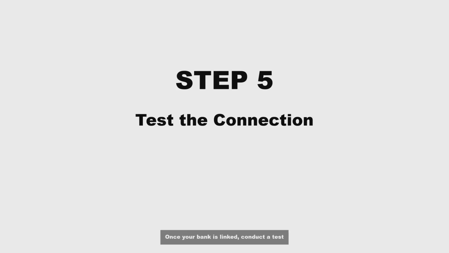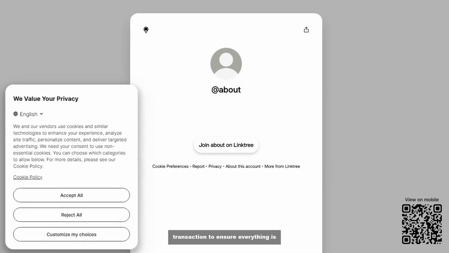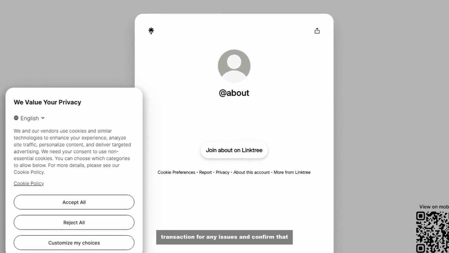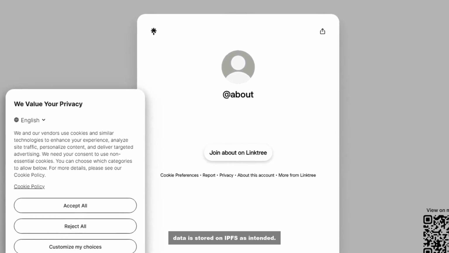Step 5. Test the connection. Once your bank is linked, conduct a test transaction to ensure everything is functioning correctly. Monitor the transaction for any issues and confirm that data is stored on IPFS as intended.